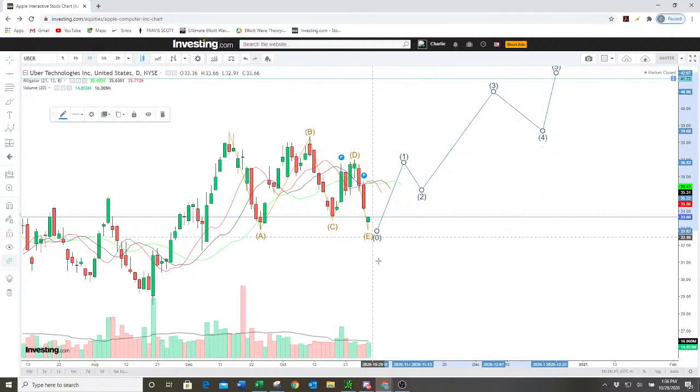So long term for me, it feels very good to buy into Uber, and you'll be seeing me. I already did post one yesterday, and we had a gap down today, but a little recovery. I do expect it to recover in the next couple of days.